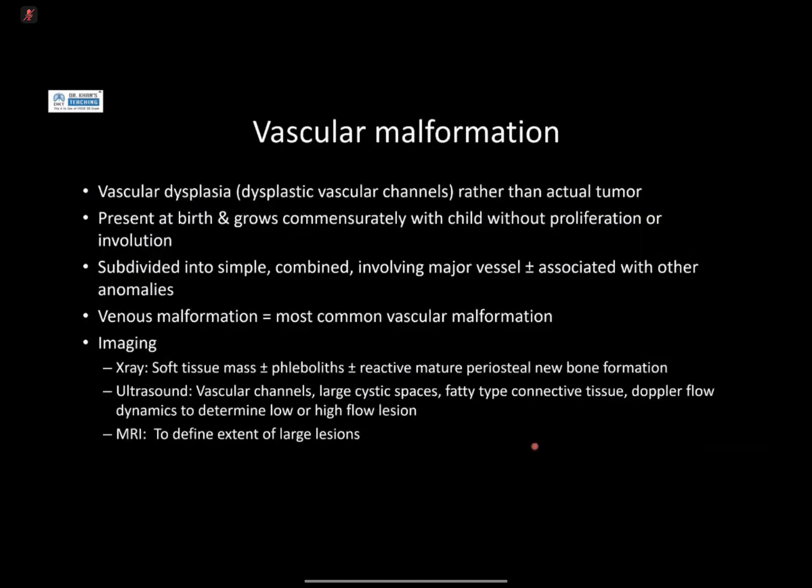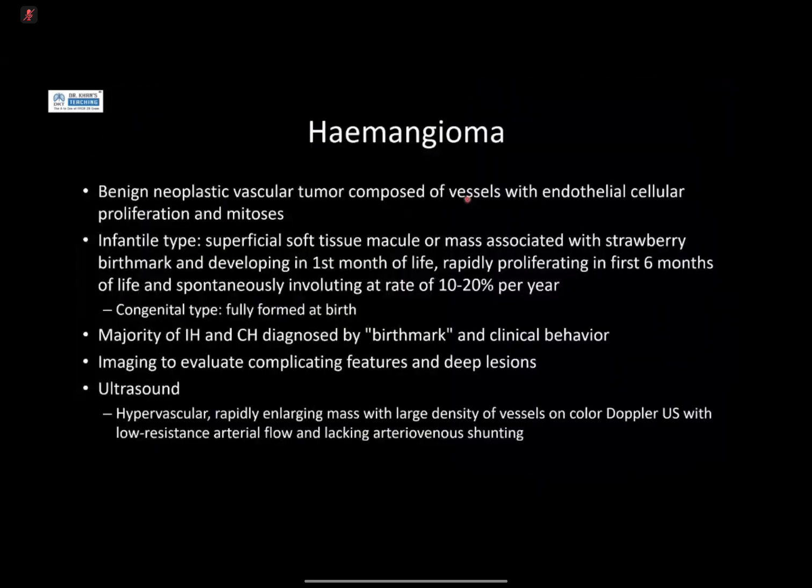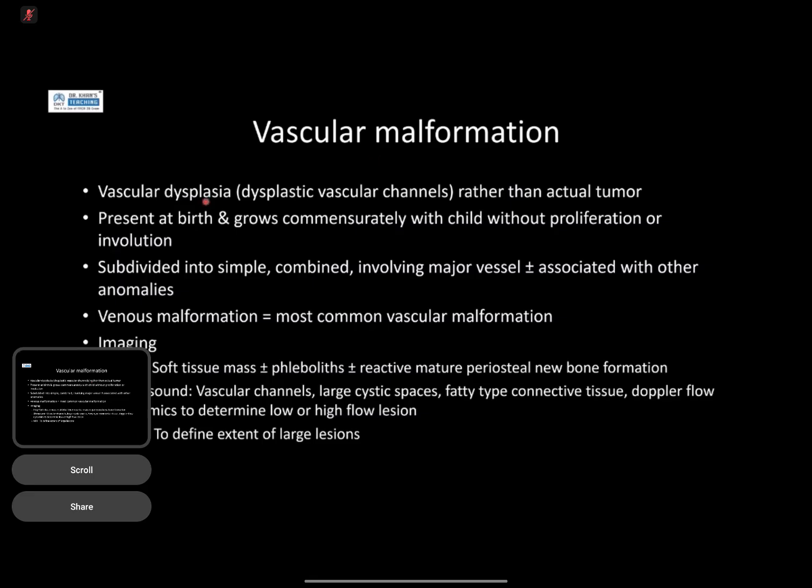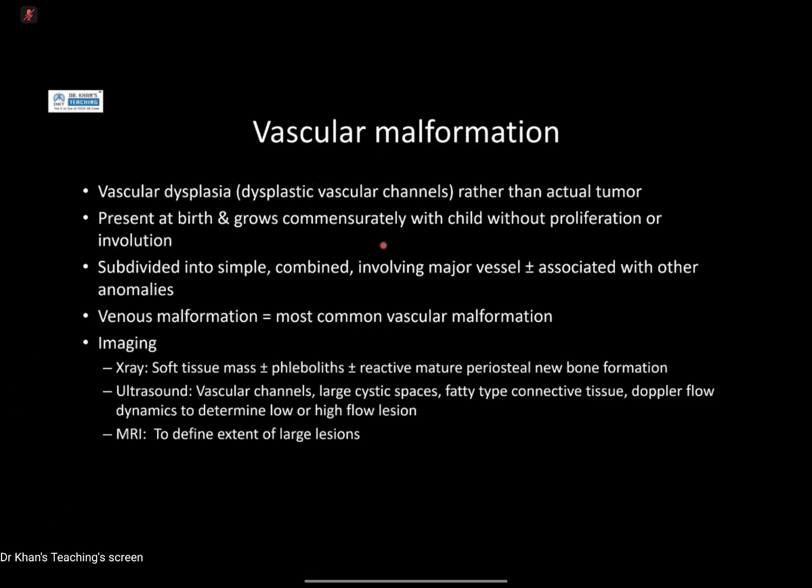So as I said earlier, the vascular malformation is more of a vascular dysplasia, so it's dysplastic channels, or hemangioma. I think we hadn't gone to that slide, sorry. Oh yeah, we did do this. Hemangioma is more of a vascular tumor. Vascular malformations can present at birth and grow with the child. Sometimes it can involute, sometimes it doesn't have to. The venous forms are the most common vascular malformation.